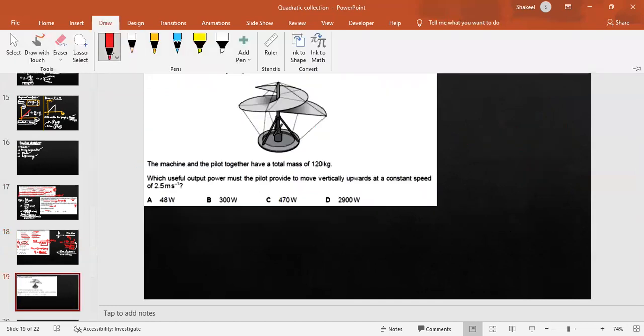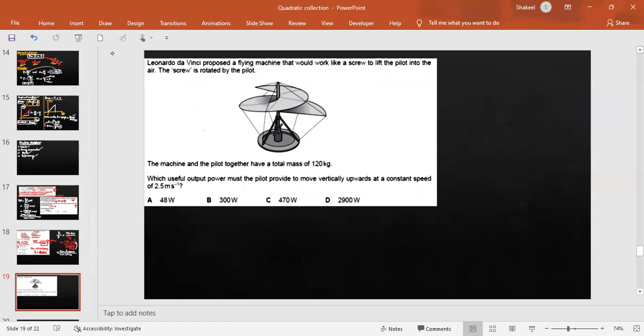Okay, let's work out this question. Leonardo da Vinci proposed a flying machine that would work like a screw to lift the pilot into the air. The screw is rotated by the pilot. The machine and the pilot together have a total mass of 120 kilogram. Which useful output power must the pilot provide to move vertically upwards at a constant speed of 2.5?